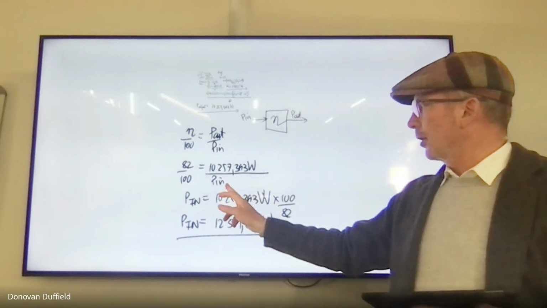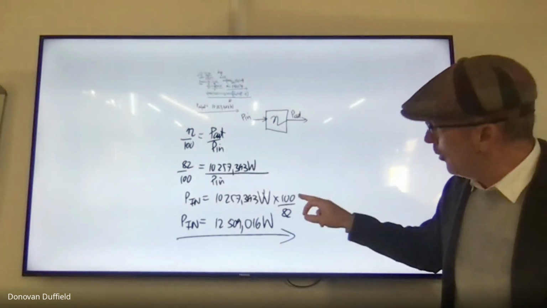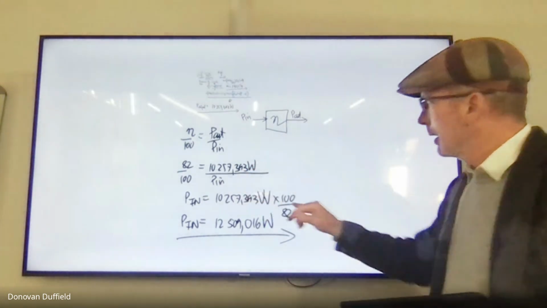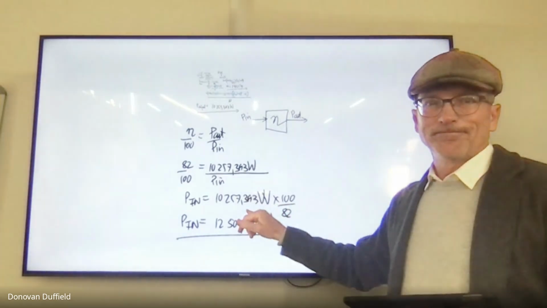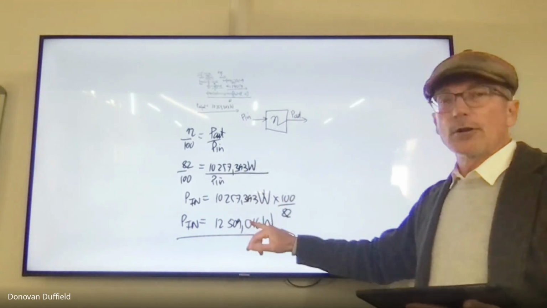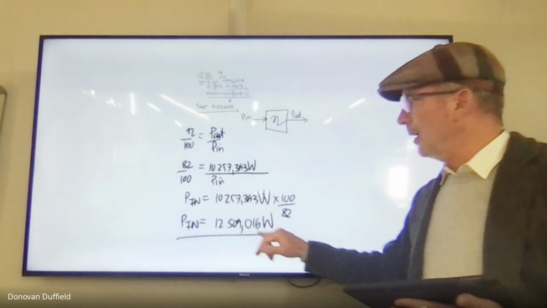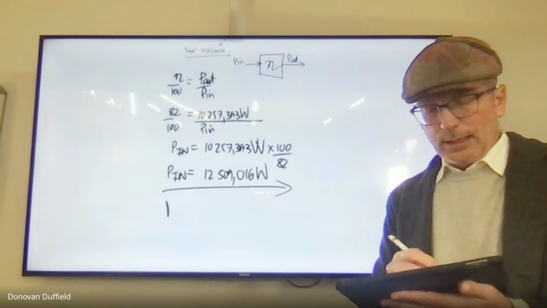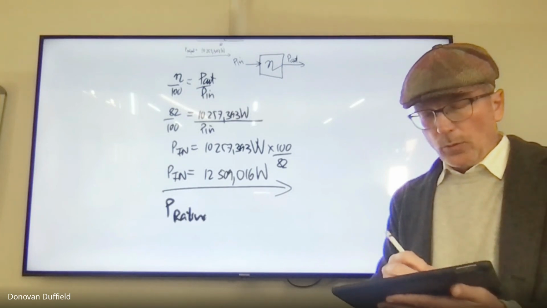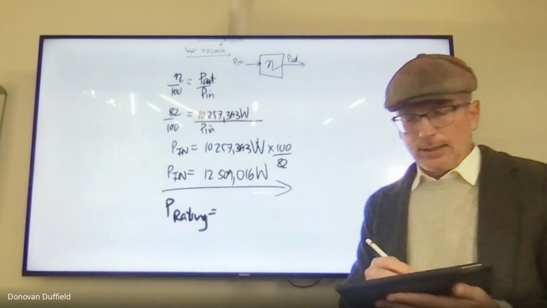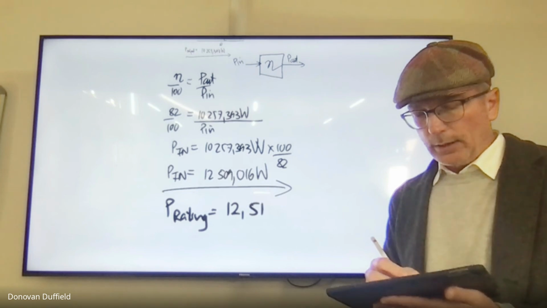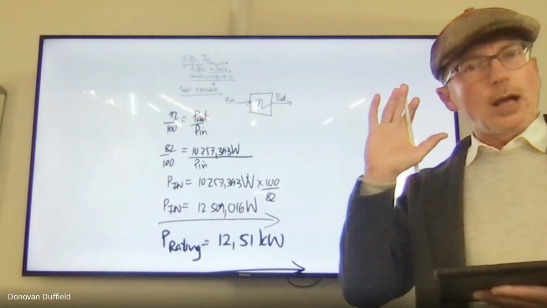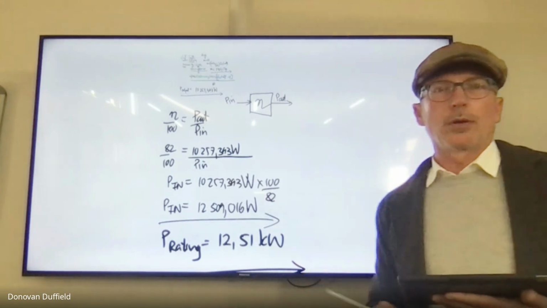So the power in is at the bottom. We make that the subject of the formula. Notice that now your efficiency of 82%, 0.82, is actually sitting in the denominator, which is going to make your answer bigger. So your power in is 12,509.016 watts. So your power rating, what your pump needs to be, is approximately 12.51 kilowatt rating.